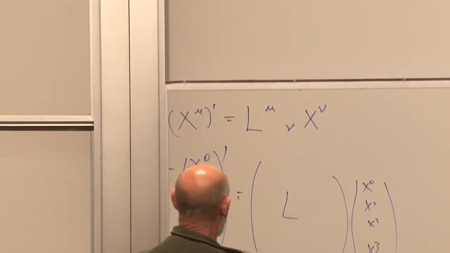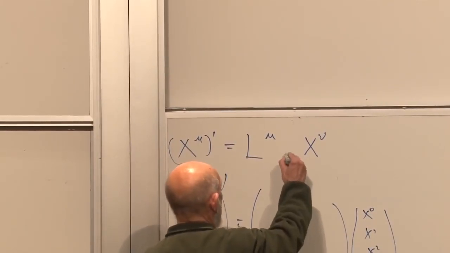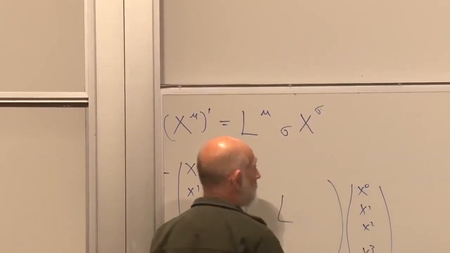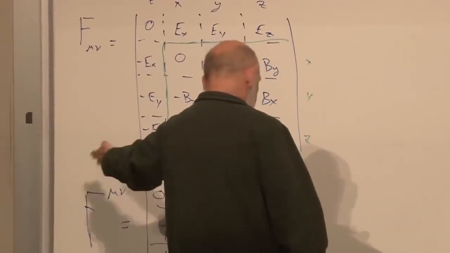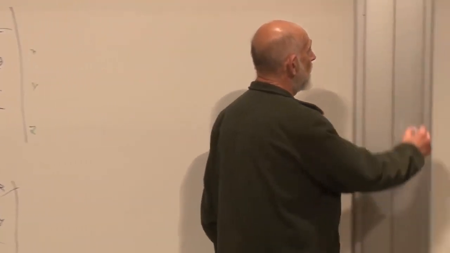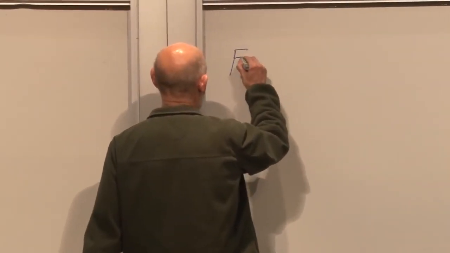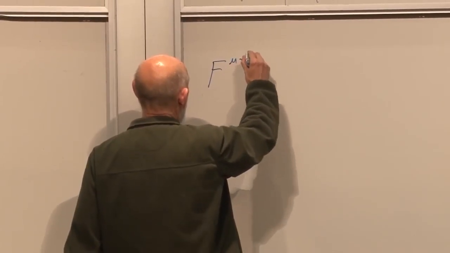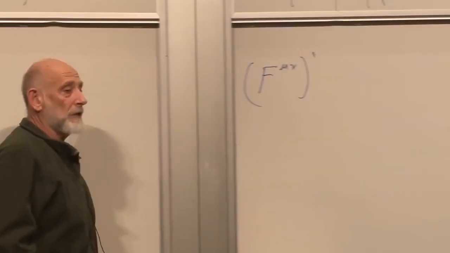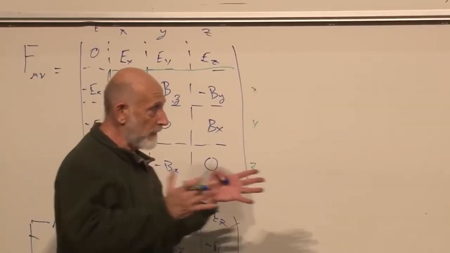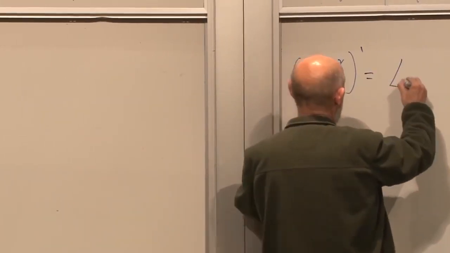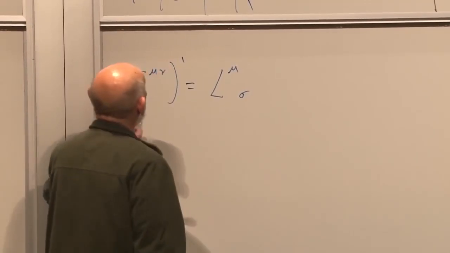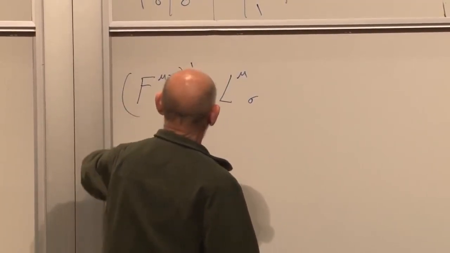In fact, you know what I'm going to do? I'm going to change this index here. I'm going to call it sigma. It's a summation index, and so it doesn't matter what I call it. All right, so let me write down for you, and it's more or less obvious what to do. You write down that F mu nu prime, the field tensor in the new coordinates, in other words, in the moving reference frame, is L mu sigma, exactly that same object that's up on the top of the blackboard.